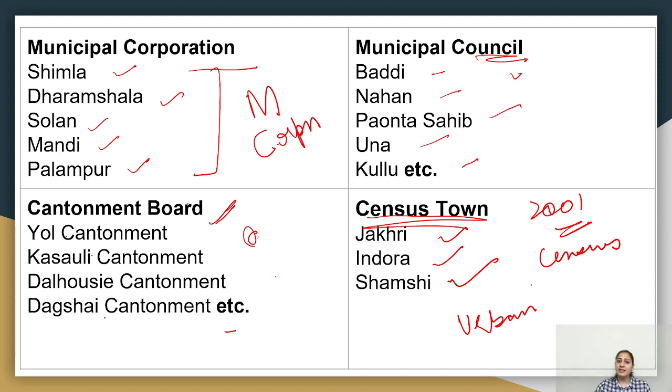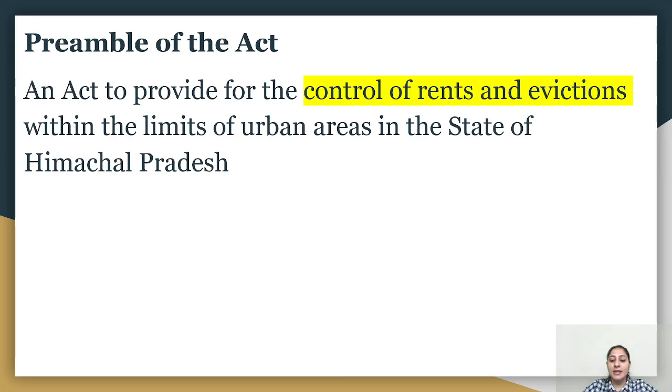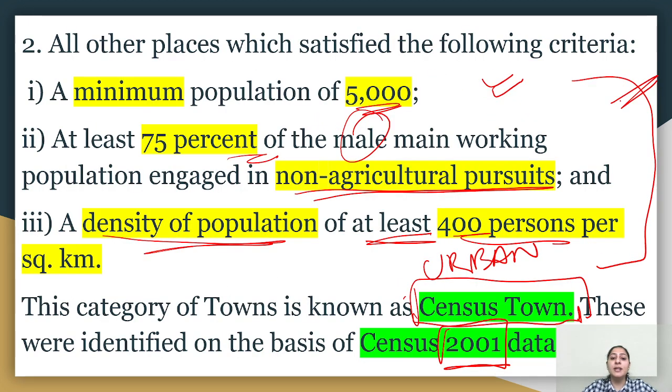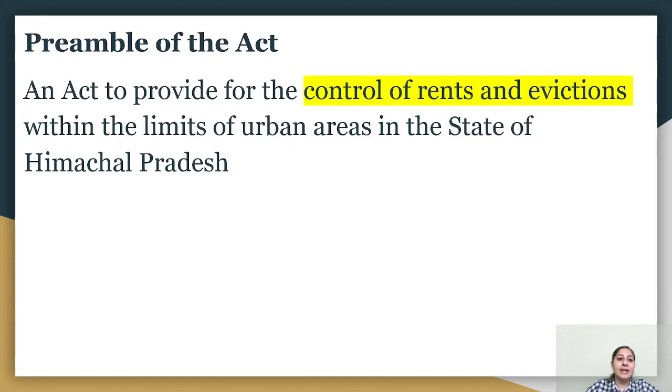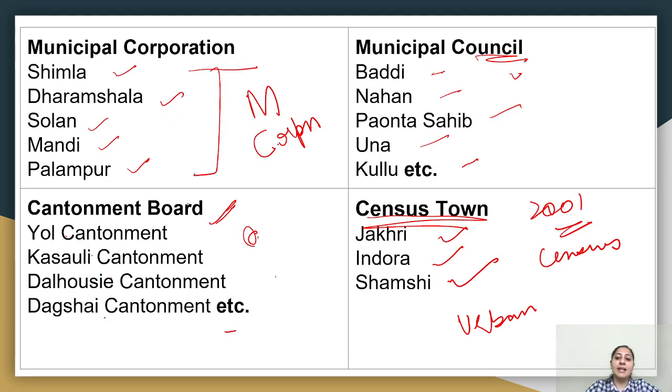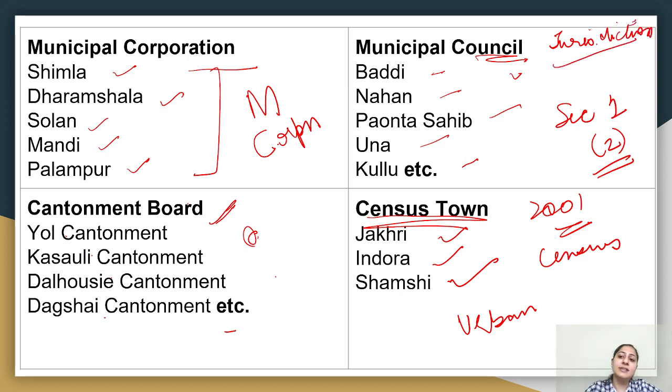So with this we sum up the importance of urban and come to the most important point with respect to the jurisdiction. तो ये जो act है, it applies on the urban areas of the state of Himachal Pradesh. And in section 1, subsection 2 also, we are provided with respect to jurisdiction. That what is the jurisdiction of the act? It is the urban areas of the state of Himachal Pradesh. So section 1 subsection 2 also provides for the jurisdiction.